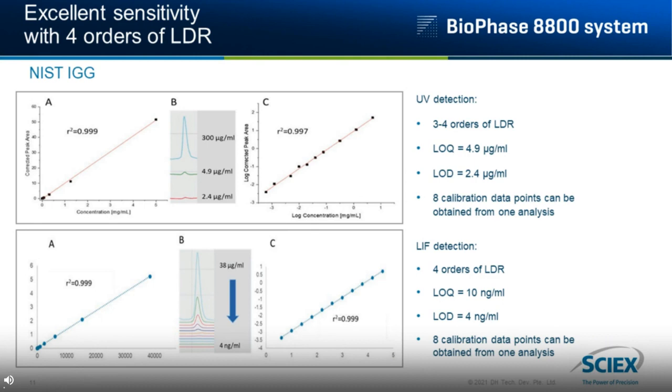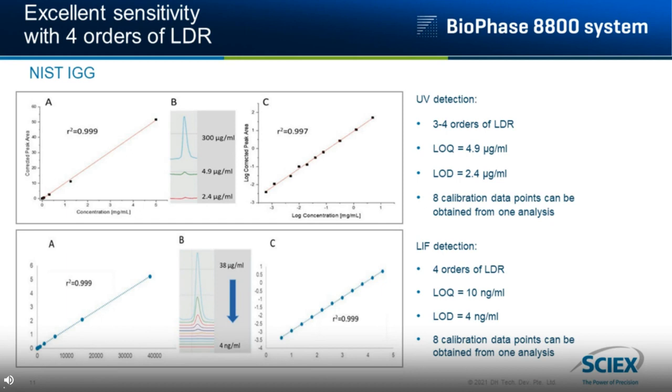Shown on the top is the linearity demonstration of NISTmAb IgG, and with that data, we were able to demonstrate the LOD of 2.5 microgram per ml and LOQ of 4.9 microgram per ml.